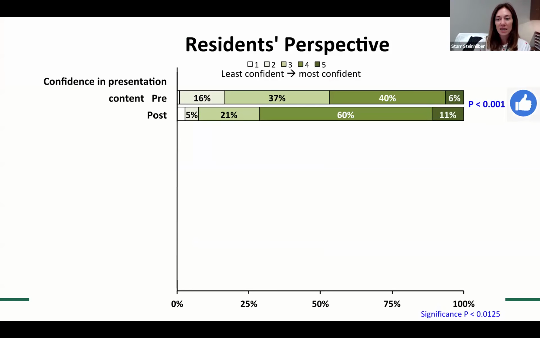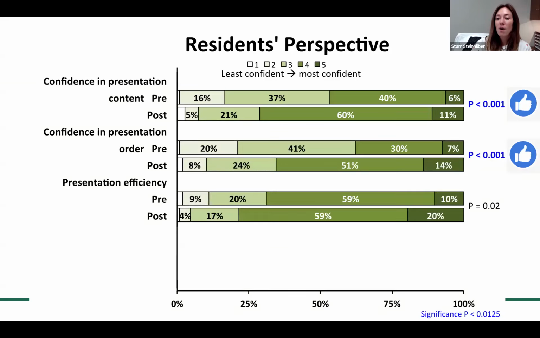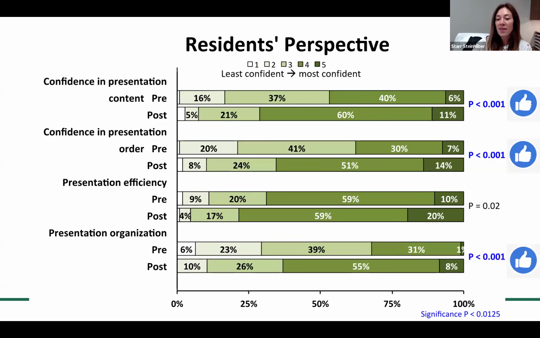So the content of the presentation increased from pre to post. A lot more people confident and very confident in what the attending wants to hear in clinic. What order does the attending want to hear that information? That also improved in that 1 year. How efficient and organized, well, this was efficiency specifically. How efficient do you feel in clinic? Do you feel like it's helping you speed up? That improved. And then how organized do you feel with your presentation? That improved.